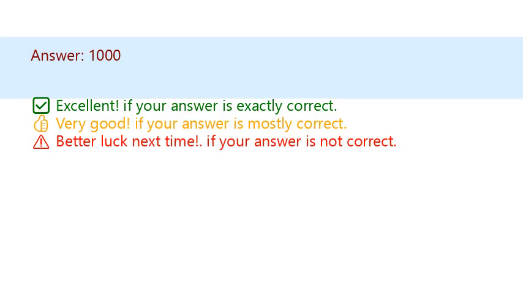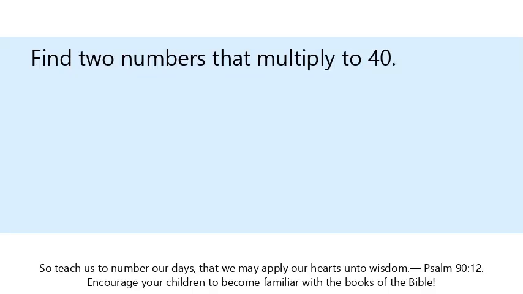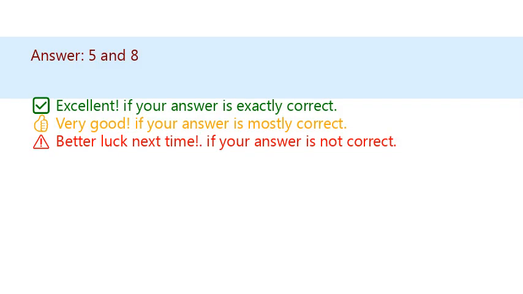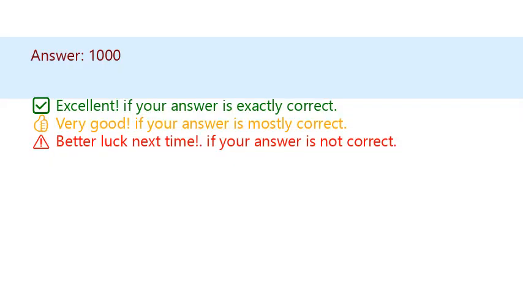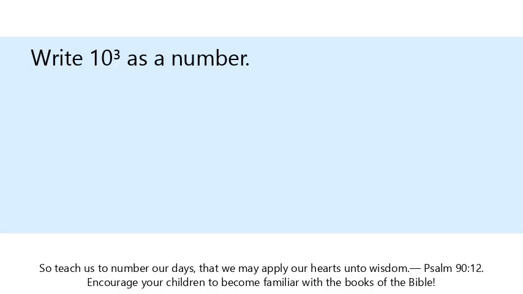Answer, 1000. Find two numbers that multiply to 40. Answer, 5 and 8. Write 10 superscript 3 as a number. Answer, 1000.